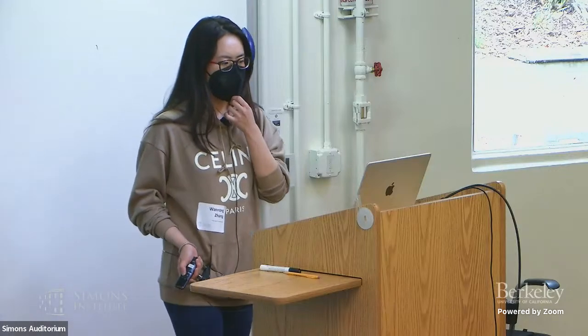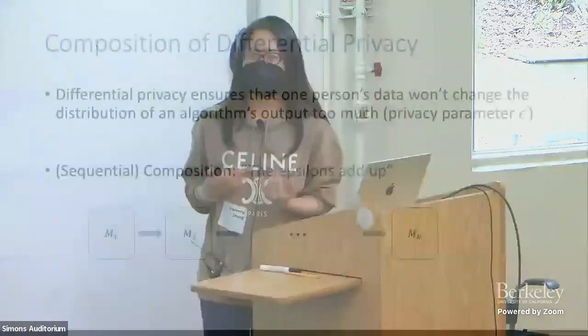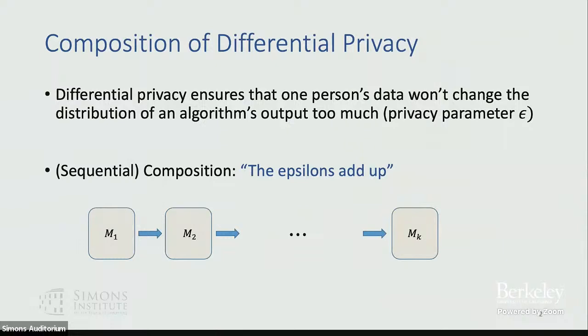To get started, I want to do a quick recap on the basic concepts, differential privacy and composition. Differential privacy ensures that one person's data won't change the distribution of an algorithm's output too much. In this way, it can make sure that the information leakage for one person's data is bounded by a small amount, and this small information leakage is quantified by the privacy parameter epsilon.